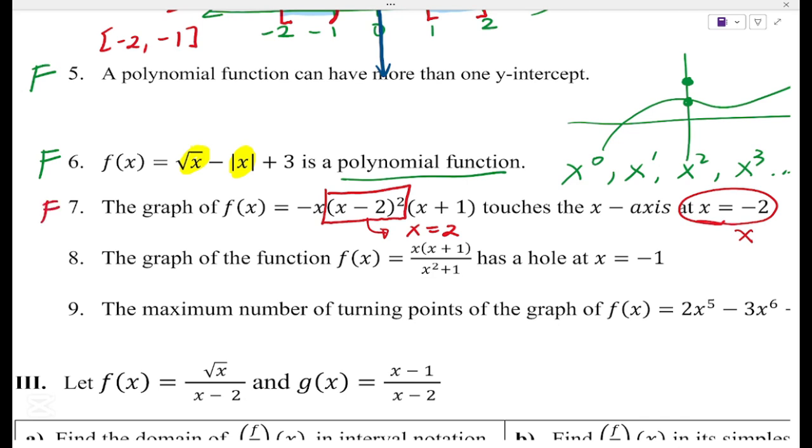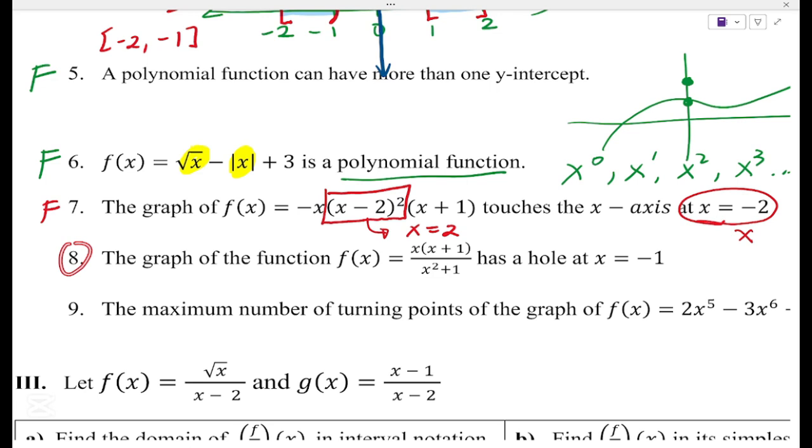As we know here, the 0 in minus x is 0 with multiplicity 1. Here the 0 is -1 with multiplicity 1. But here the 0 is 2 with multiplicity 2, meaning it touches at x equal to 2, not -2.